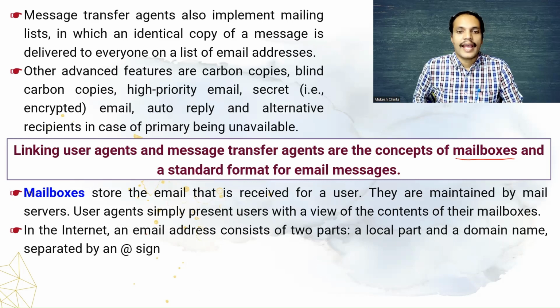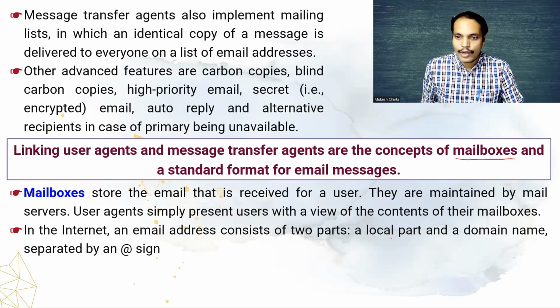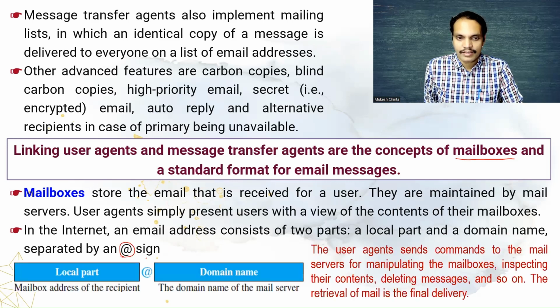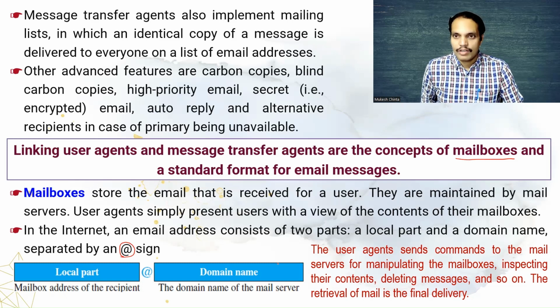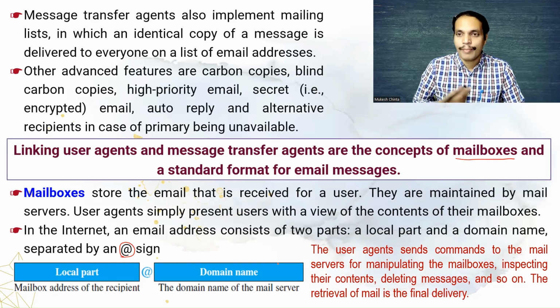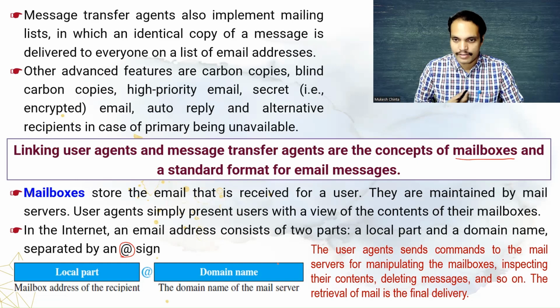In the internet, an email address consists of two parts. Of course, everyone who has an email address should understand this. A local part and a domain name separated by an @ sign. Like this: local part at domain name. This is the mailbox address of the recipient, and this is the domain name of the mail server. Like mukeshchinta@gmail.com. Gmail.com is the domain name. Mukesh Chinta is the mailbox address, or my recipient address.